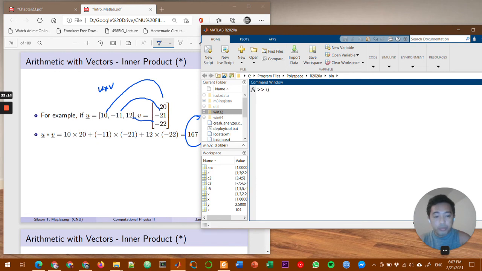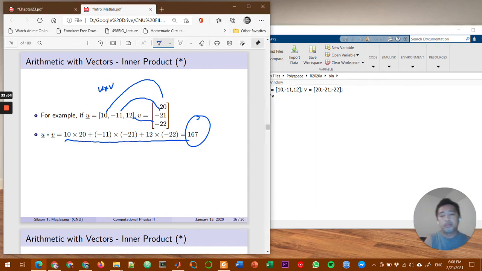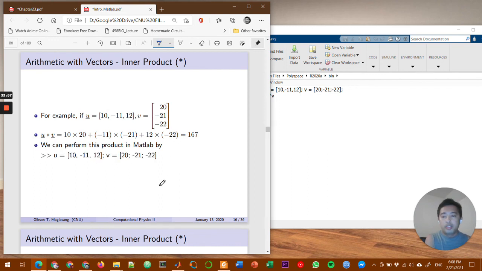Okay, if you do that in MATLAB, you have u equals 10, negative 11, 12, then v equals 20, semicolon, since it is a column vector, negative 21, semicolon, negative 22. If I multiply u times v, I should get 167. Okay, so that's it. We already did that in MATLAB.